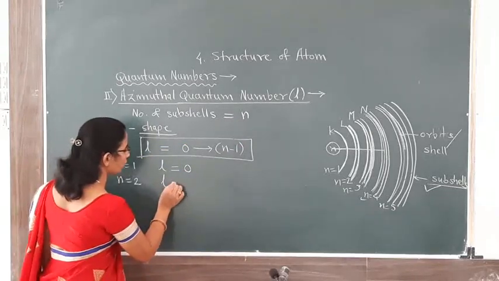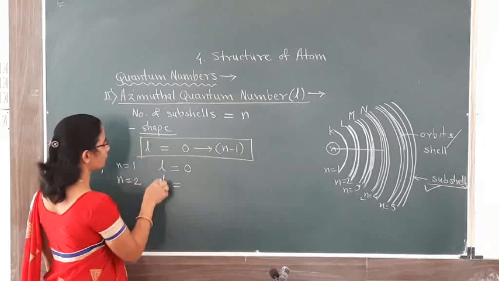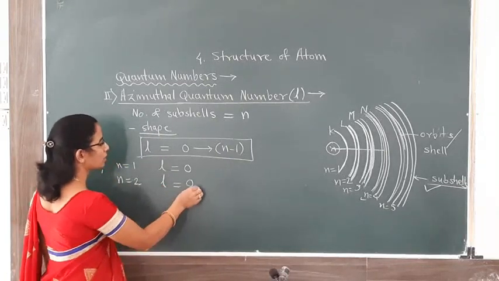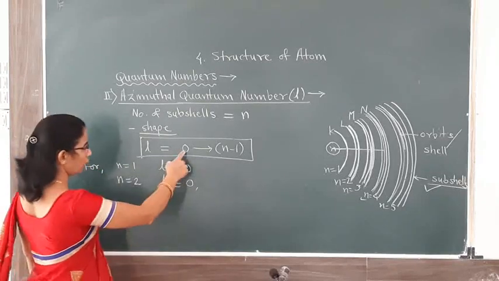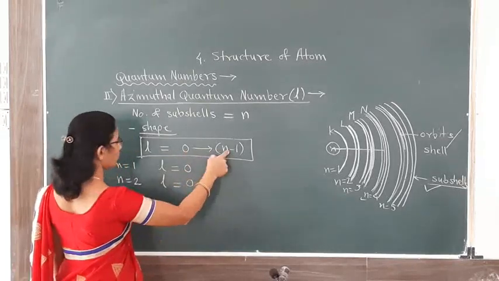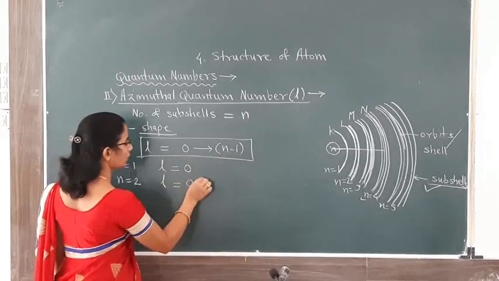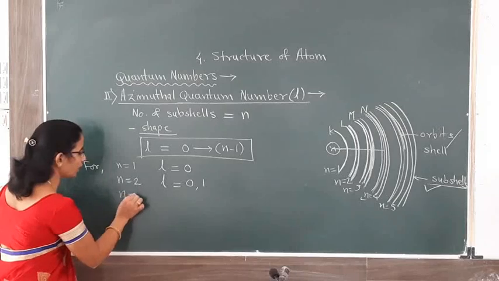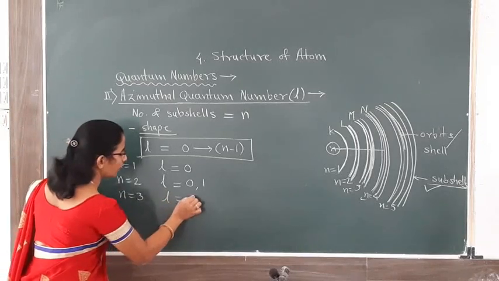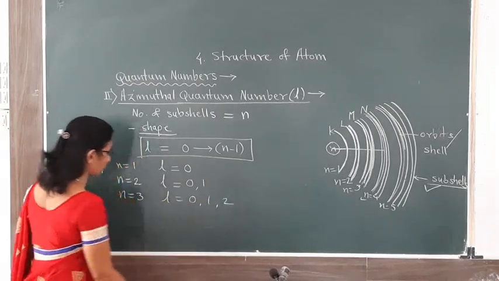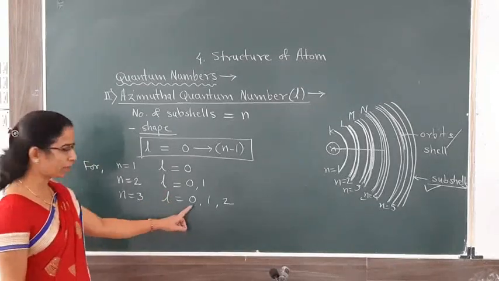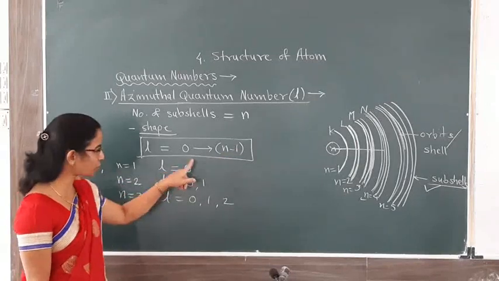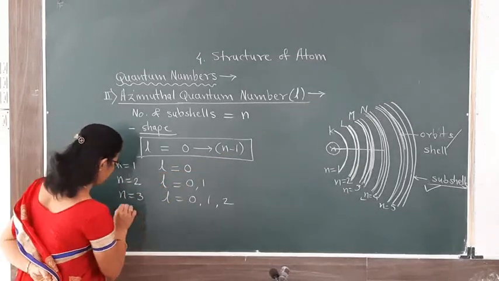And the values of that subshells, that is l, the azimuthal quantum number, for that subshell, start from 0 and end at n minus 1, that is 2 minus 1, that is 1. So there are two values of l. Similarly, if n is equal to 3, l will be equal to 0, 1 and 2. Start with 0 and end at 3 minus 1, that is 2. All the values are again just like this.